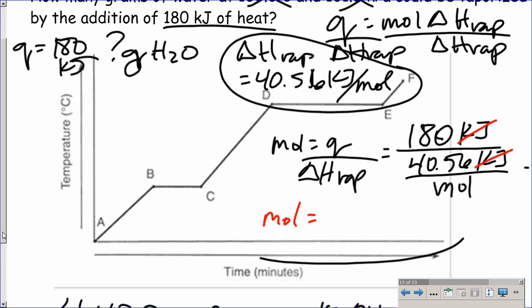4.4. 6, give me one more. 37. Okay, I didn't think it was 4. Okay. So 4.37 moles of water is what you got. Last step.